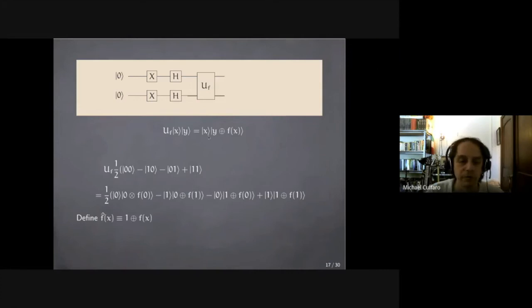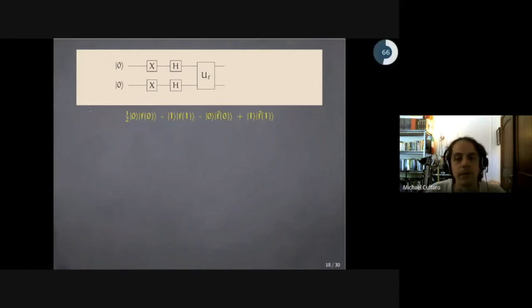Now it's going to be useful to define f hat of x, which we define to just be 1 exclusive OR f of x. That's going to allow us to replace these terms here, and that'll yield this expression: 0 f of 0 minus 1 f of 1 minus 0 f hat of 0 plus 1 f hat of 1. So these go here. Now this is the state of our quantum computer.